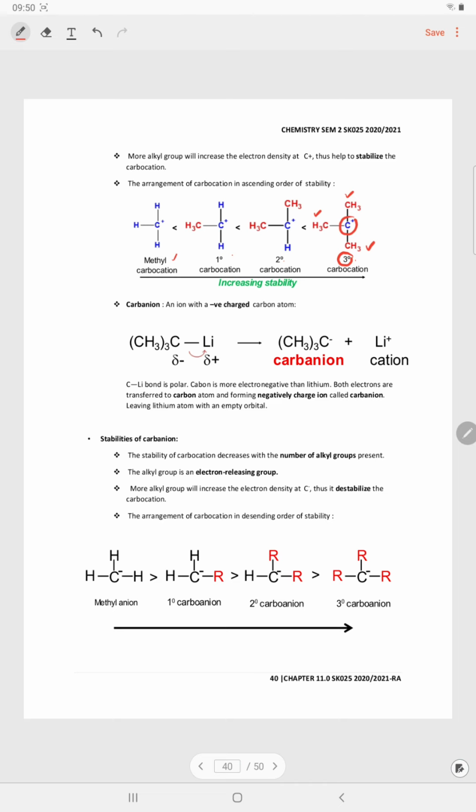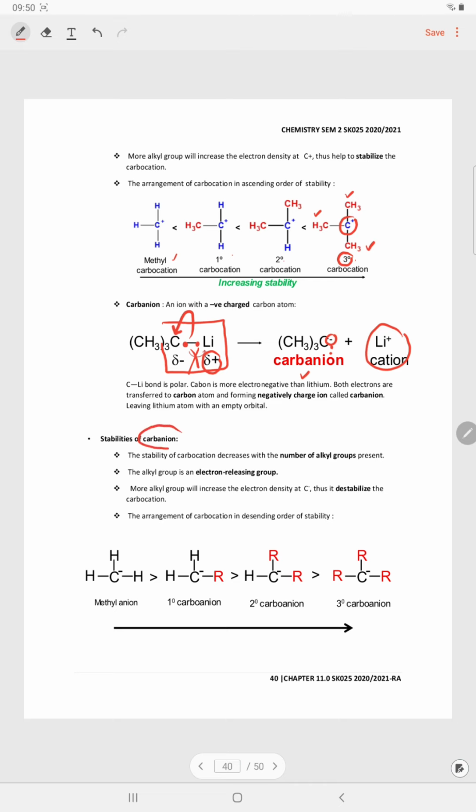But in another case of heterolytic cleavage, for example, the polar bond between carbon and lithium. Lithium is the more electropositive element. So this arrow is incorrect. The arrow must show the electrons of the bond, two electrons given directly toward the carbon atom. So finally, this carbon has a pair of electrons. It becomes negatively charged and we call it a carbanion, while lithium becomes positively charged.